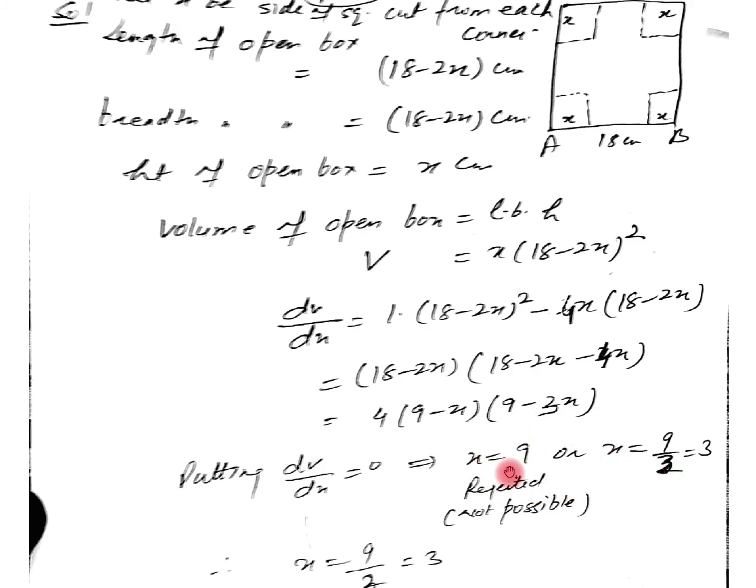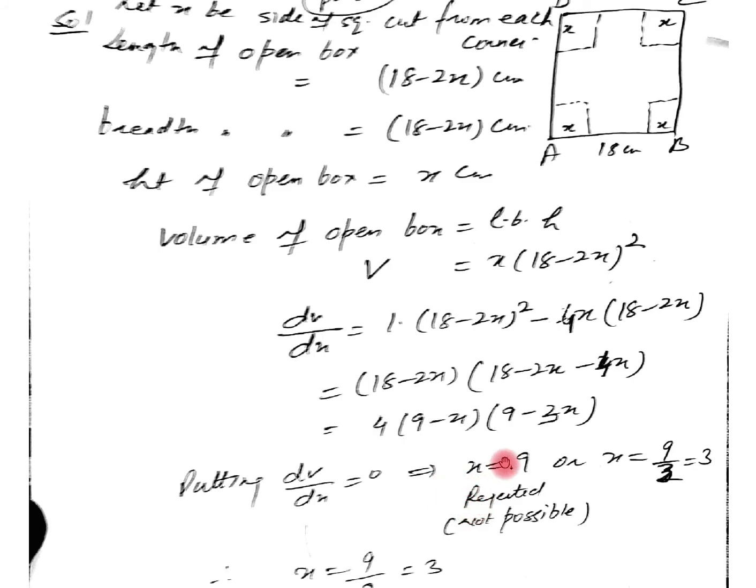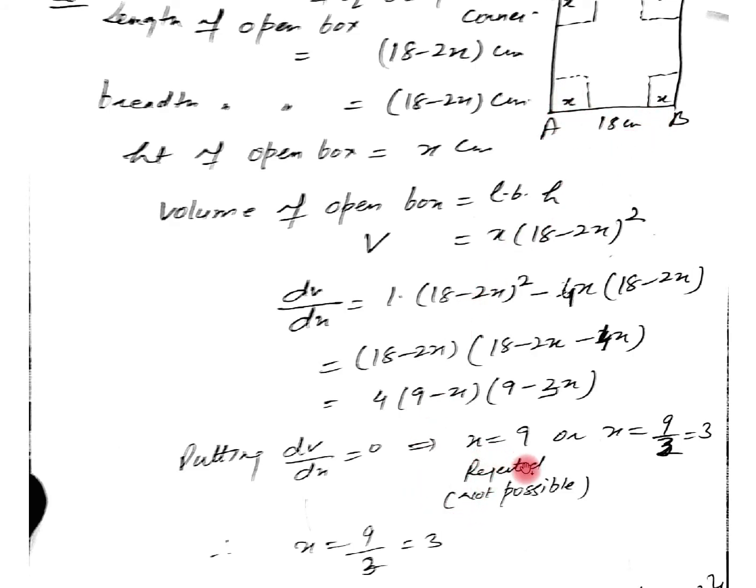But x equal to 9 is not possible, because if x equals 9, it becomes 9 plus 9, 18. So it cannot be cut. It is not possible because the total length is 18. If we take x equal to 9, then no box will be formed. So we reject x equal to 9 because it is not possible. So x equals 3.